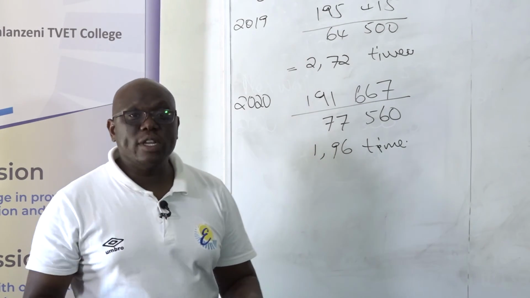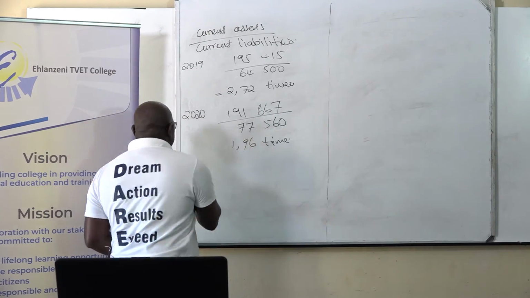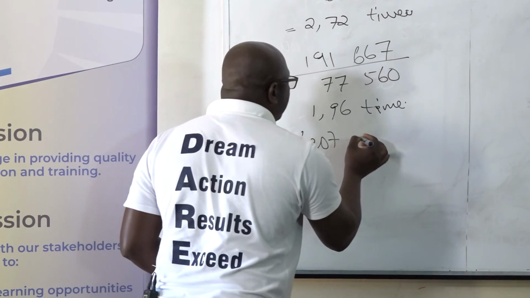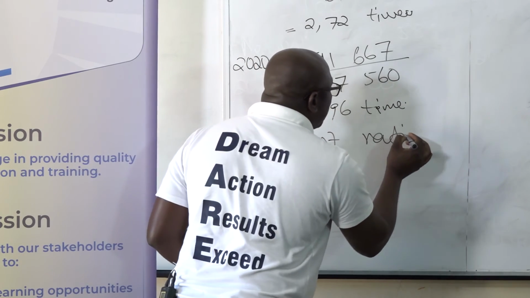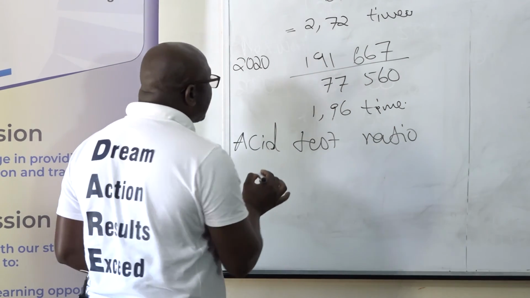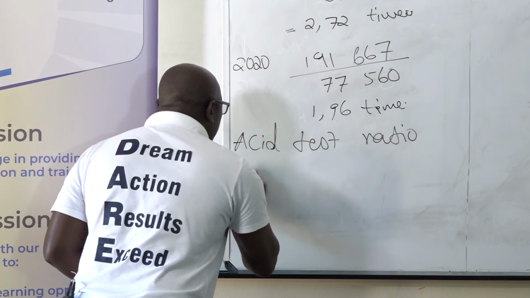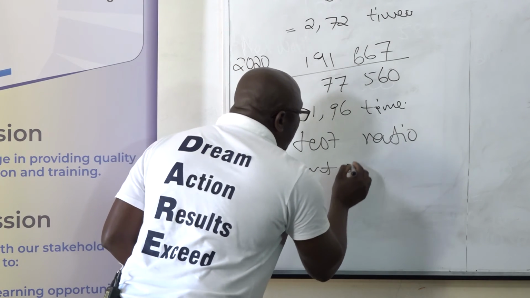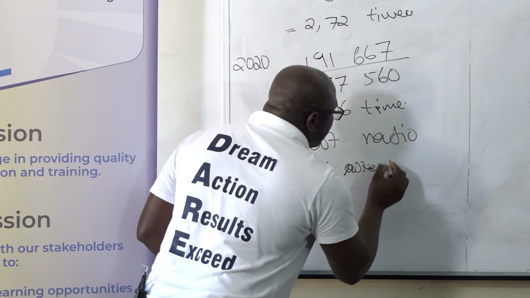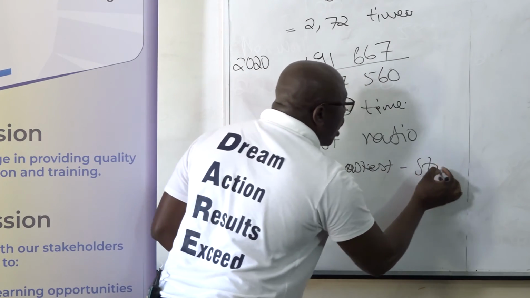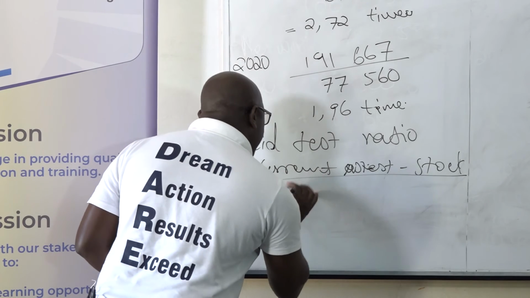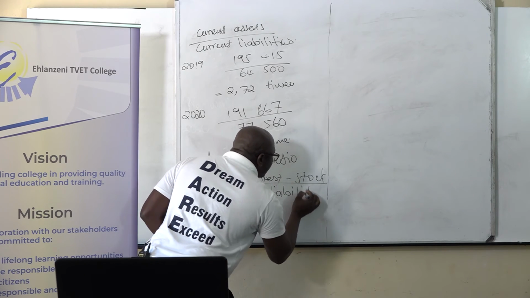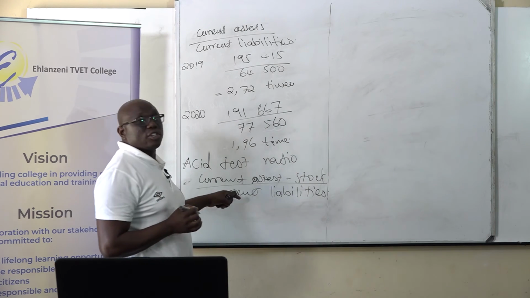Let us go further to the acid test ratio. The acid test ratio is another ratio. Let us look at the formula. It says the current assets less the stock, and then we divide by our current liabilities.